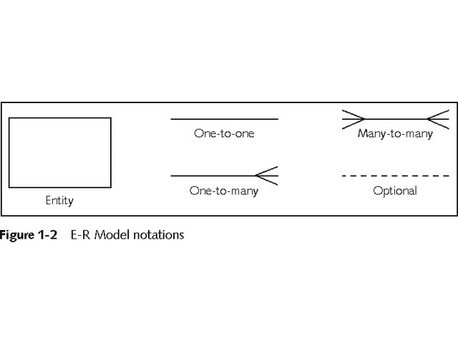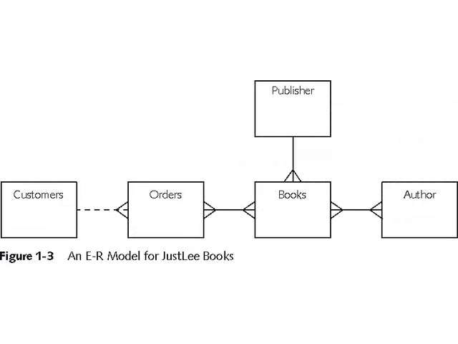Now, how does it work? Well, let's look at the next slides. Figure 1-3 is an ER model for just lead books. Let's look at this one here. You have a publisher. A publisher can, then you see the chicken track to the books, right? What does that mean? Well, it's a one-to-many relationship. Publisher is one, books many. What it means is that a publisher can publish more than one book. So you have a one-to-many relationship.